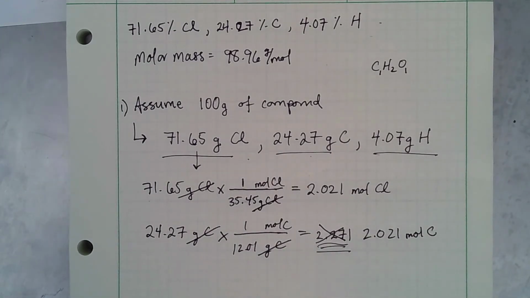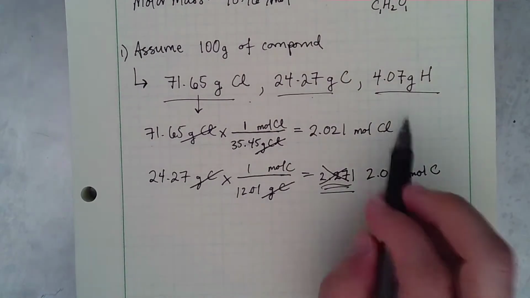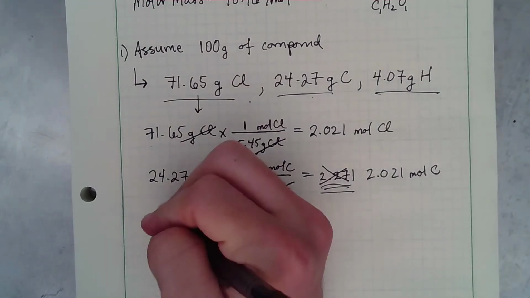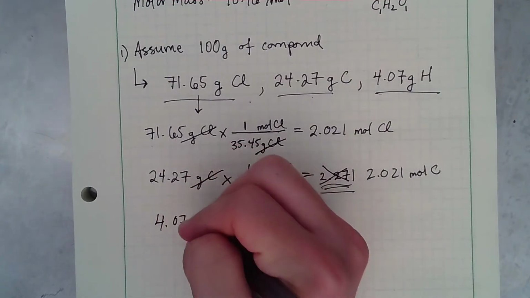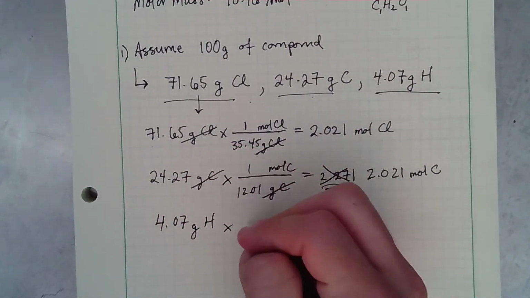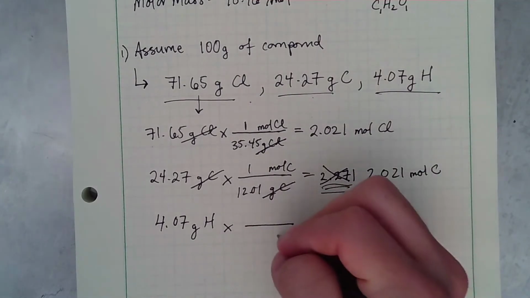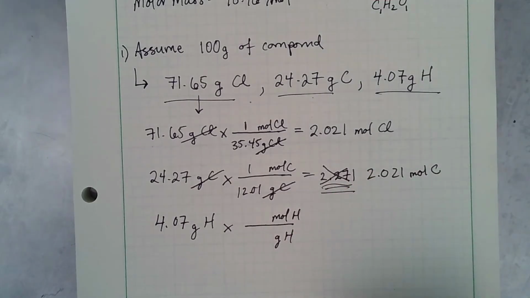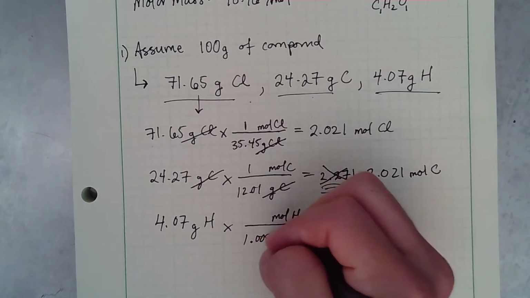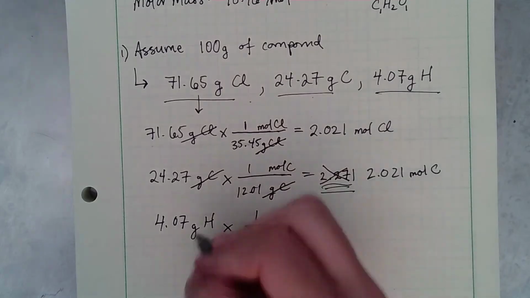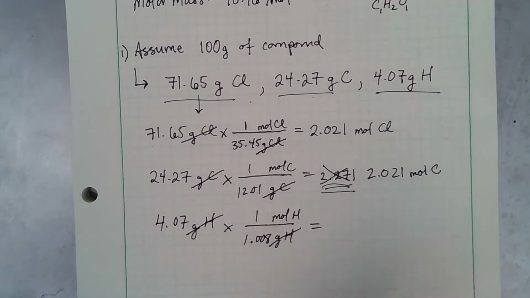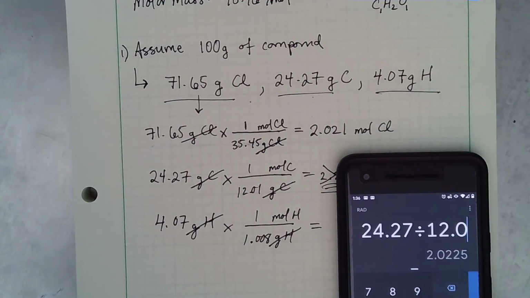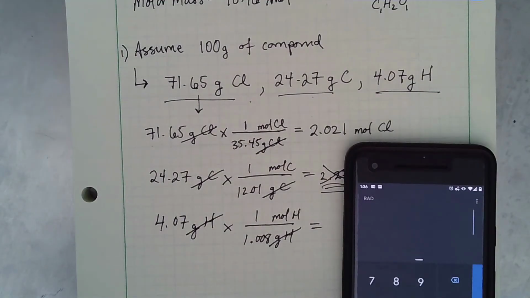And then we're going to do the final part here with hydrogen. We have 4.07 grams of hydrogen. How many moles of hydrogen is that? Well, once again, I'm just going to be dividing by the molar mass of hydrogen, 1.008 in the denominator, 1 in the numerator. You can see that's probably going to be about 4. Let's figure out what it is exactly.